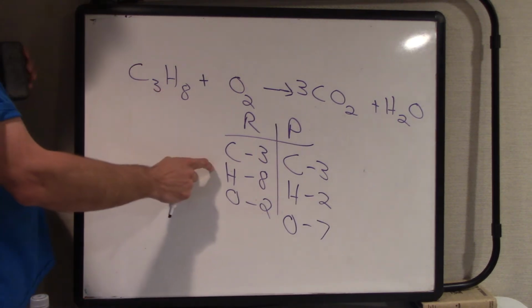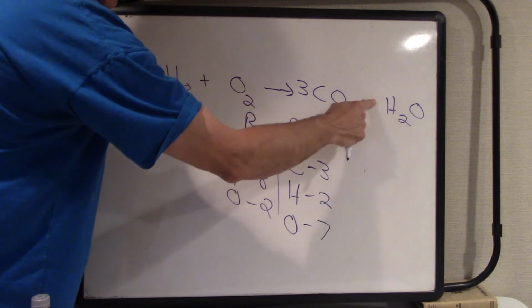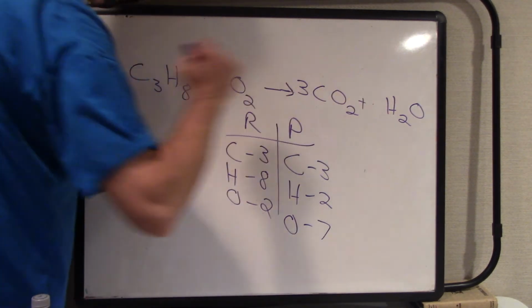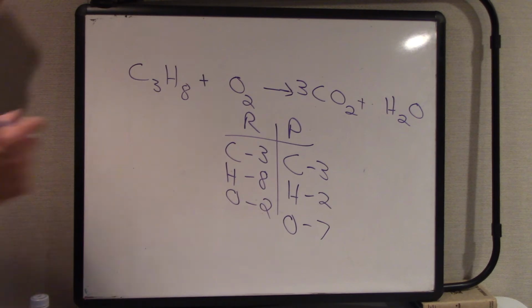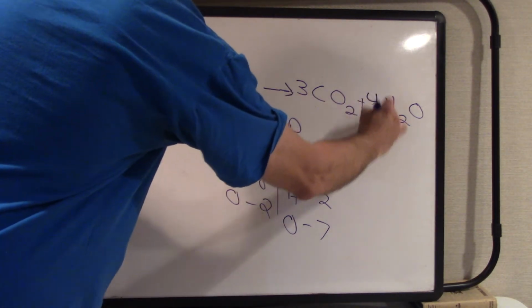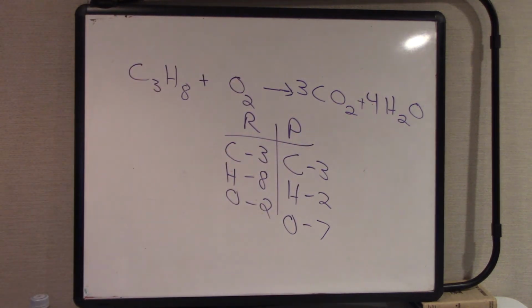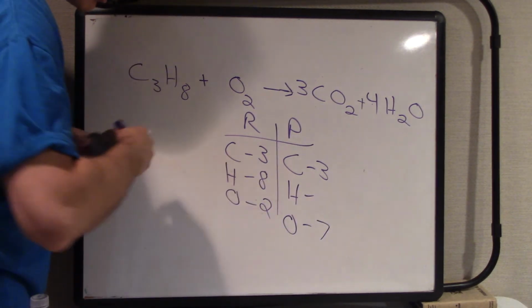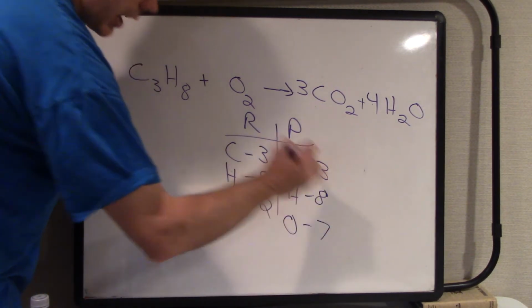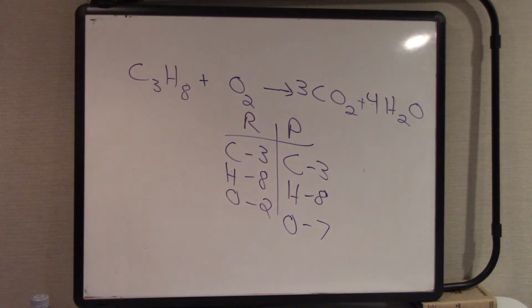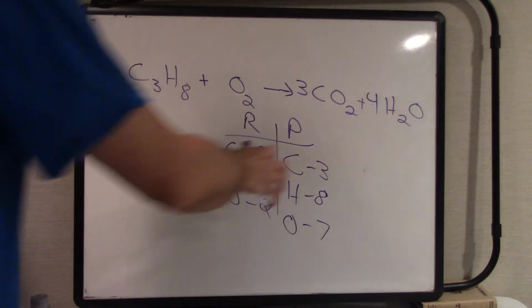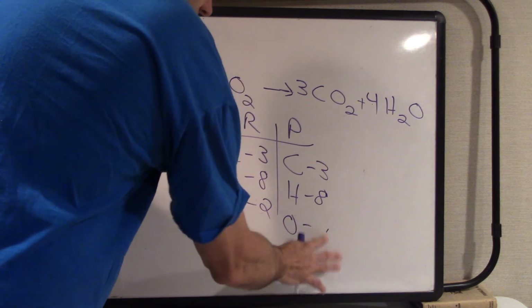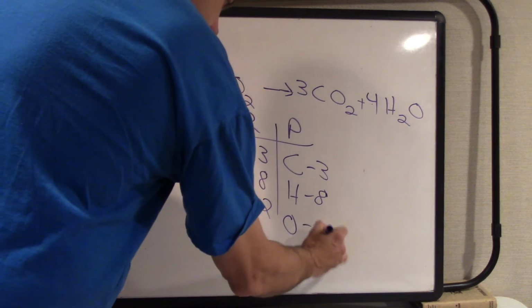8 hydrogens on the reactant side, 2 on the product side. Can I fix that? I can fix that by making this coefficient a 4. So now that's going to change the number of hydrogens to 8. It will also affect the number of oxygens I need to keep track of. 6 and 4 now make 10.